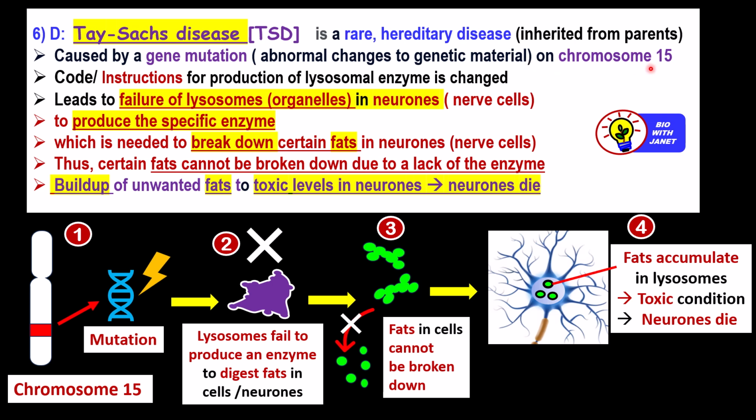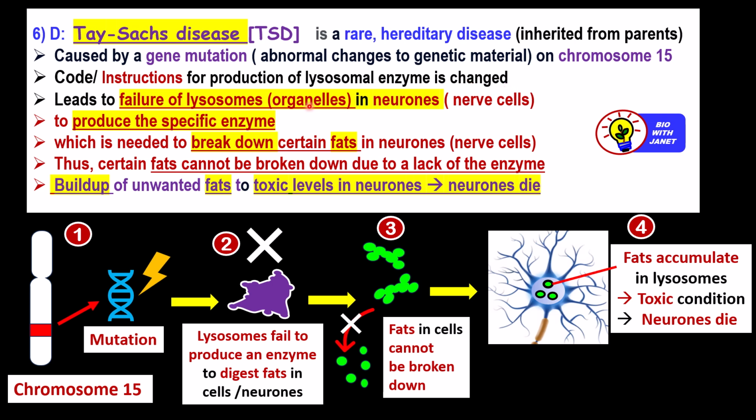The gene mutation occurs on chromosome number 15 in the human cell. So when there's a gene mutation or abnormal change to the genetic material, the instructions for the production of certain proteins are changed. For example, in this case, the code or instructions for the production of an enzyme in the lysosome, we call it the lysosomal enzyme, is then changed. It's no longer the right code.